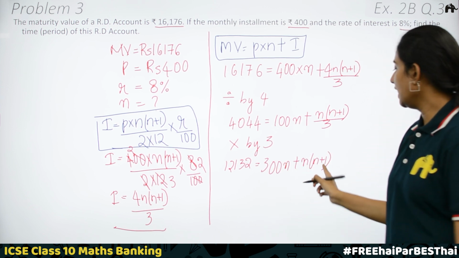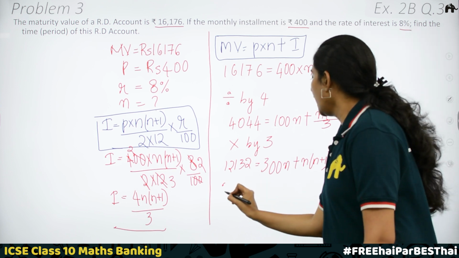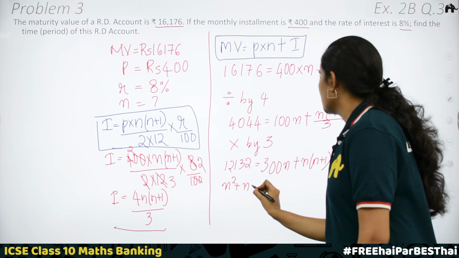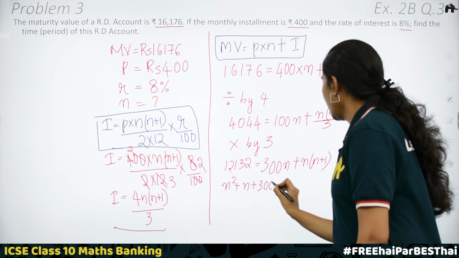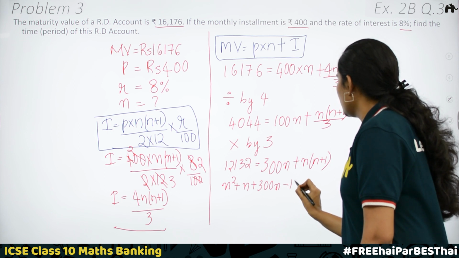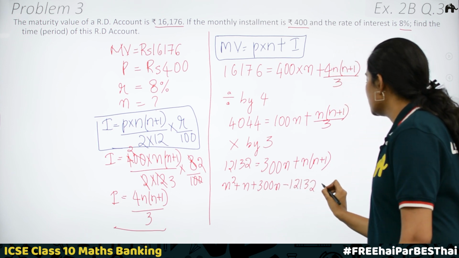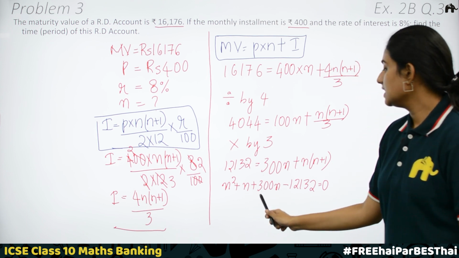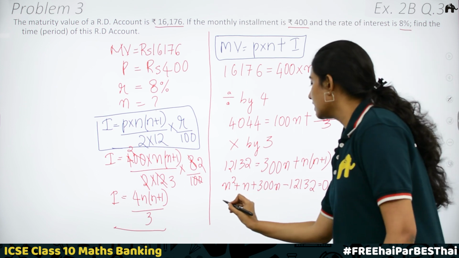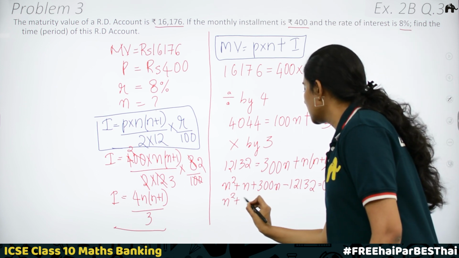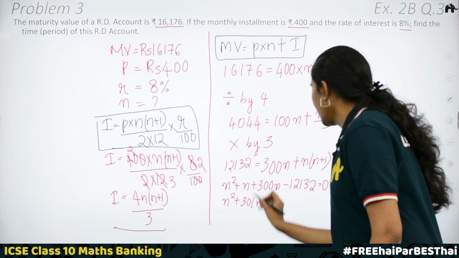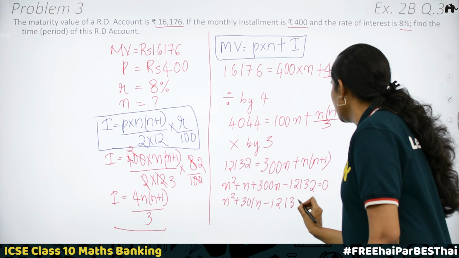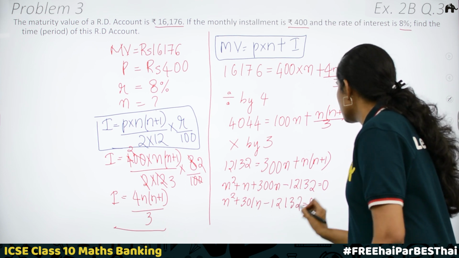On rearranging, n into n plus 1 can be written as n square plus n, plus 300n minus 12,132 is equal to 0. n and 300n can be added. n square plus 301 n minus 12,132 is equal to 0.